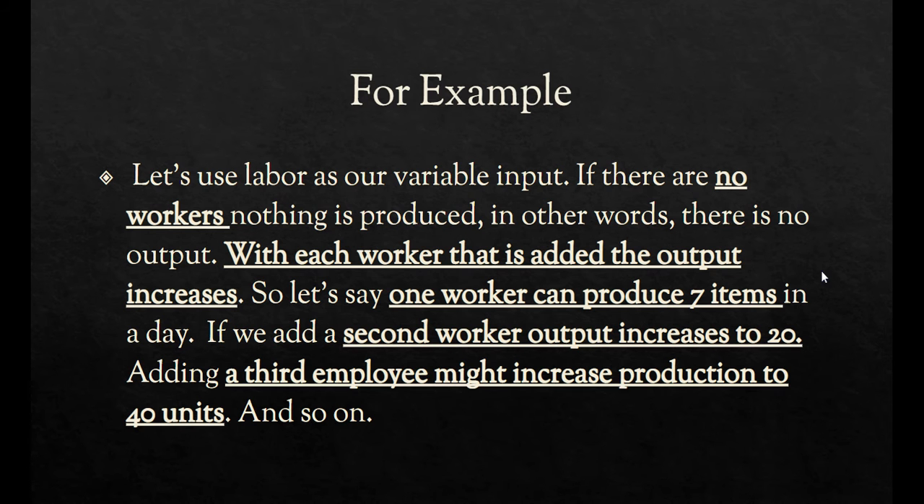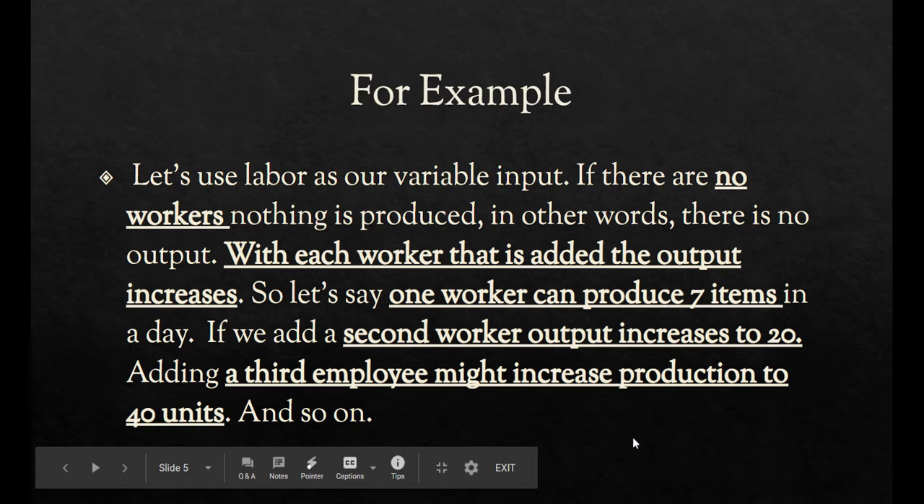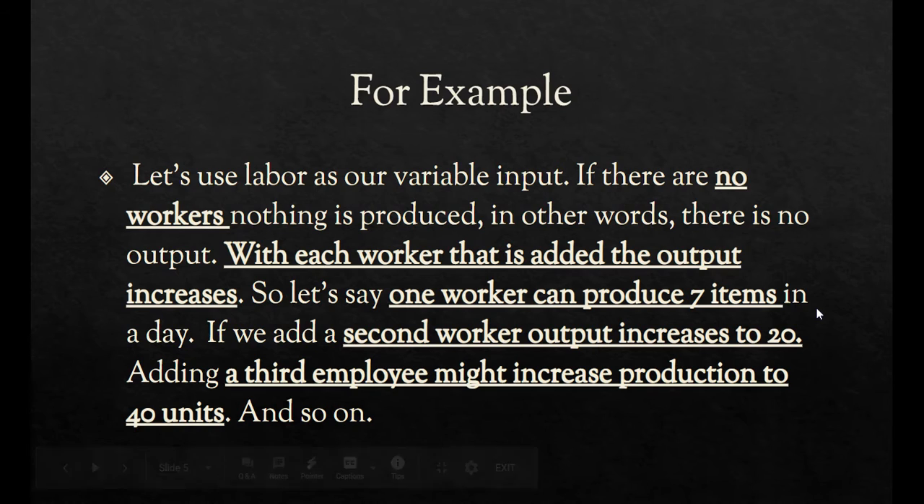All right. So, like I said, looking at that chart there, this is a little bit different example, and this is more for you to write down in your notes than that chart is. So using labor as the variable input, there are no workers, nothing is produced, right? So with one worker, we are able to produce, in this example, 7 items a day. If we add a second, that output increases to 20. We add a third employee, that output increases to 40, and so on and so forth. So that's how our total output increases based on changing that one variable of adding more employees.